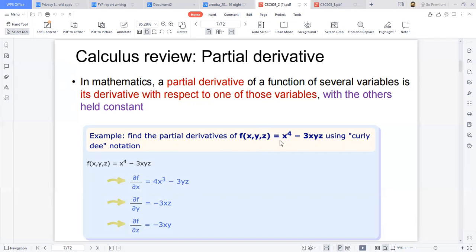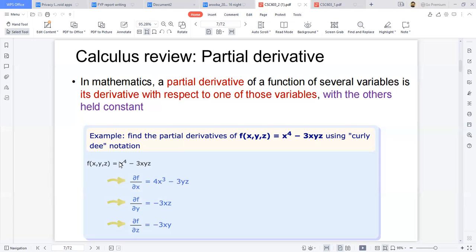So for example, this is an example: x raised to the power 4 minus 3xyz. If we differentiate it with respect to x, we treat the others, y and z, as constants. So this one is simple: 4 will come in front of x, and 4 minus 1 is 3. So it becomes 4x raised to the power 3, minus, and the rest remains the same, and 3x will become 1. So this will be minus 3yz.